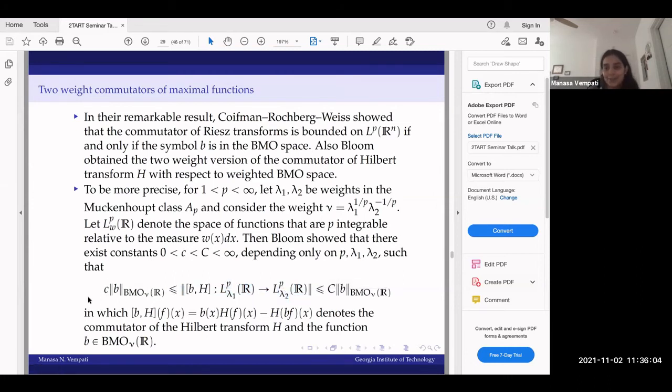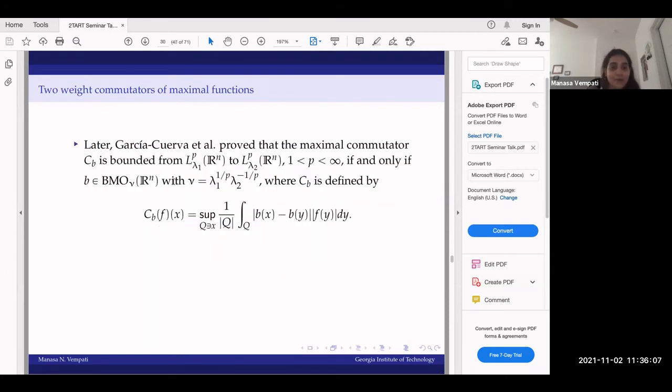So this result heavily motivated our work. Also a following result by Garcia-Cuerva and others interested us in the maximal function to begin with. Garcia-Cuerva extended the result of Bloom to the maximal commutator, which is given by this function C_b of f of x, which is this integral. In this integral, we are taking the supremum over all cubes that contain the point x in R^n, and here we are dividing by the Lebesgue measure of the cube.